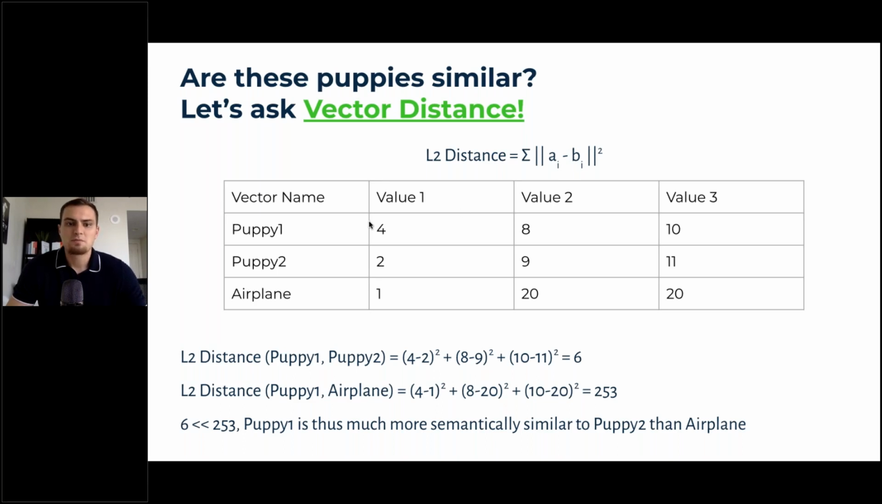So for example, say the first puppy image is mapped to the vector 4, 8, 10, and the second puppy is mapped to 2, 9, 11. And then let's pretend that there's some third image of an airplane in the sky, and that has the vector representation 1, 20, 20. So we're going to loop through each of these vectors to compute the L2 distances between them. And we see that we have 4 minus 2 squared is 4, 8 minus 9 squared, 1, 10 minus 11 squared is 1, sum that up to get 6. And we do the same thing between the puppy vector and the airplane vector and find that that L2 distance is 253. So because 253 is much larger than 6, we say that the first puppy is much more semantically similar to the second puppy than the airplane.